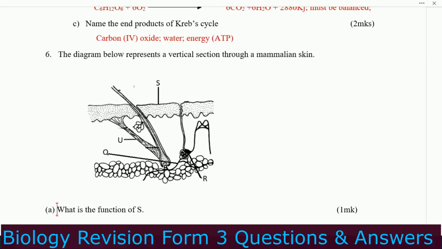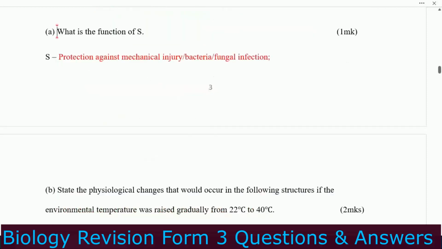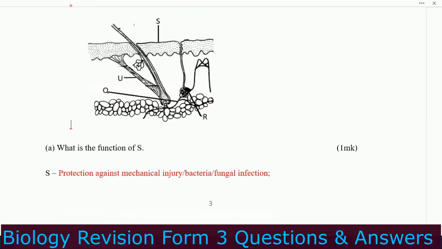Number 6, the diagram below represents a vertical section through a mammalian skin. This is the mammalian skin, it has parts S, U, Q, R. You're told, what is the function of R? Not R but S. What is the function of S? Where is S? You can see it there at the top. Protection against mechanical injury, bacteria, fungi, infections.